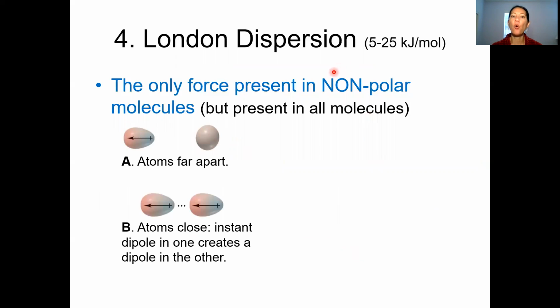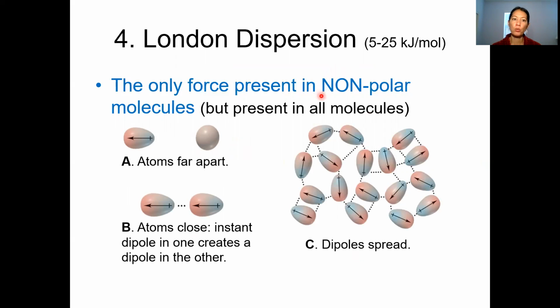London dispersion is the only force present in nonpolar molecules. It is present in all molecules though. So when molecules that are nonpolar are by themselves, nothing's happening. But if they can shift their electron cloud, so for example, say something that's polar gets near it, or it's influenced in some way, the electron cloud in here can shift to one side and create an instantaneous momentary dipole that can propagate and spread throughout. So this is a very weak force, but it can still be strong if you have a lot of them.